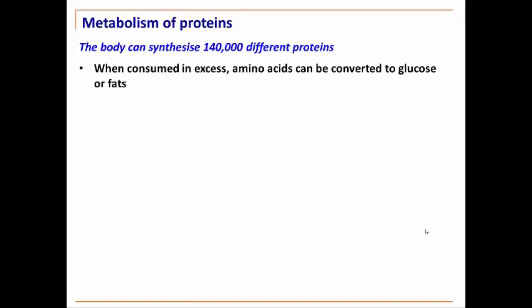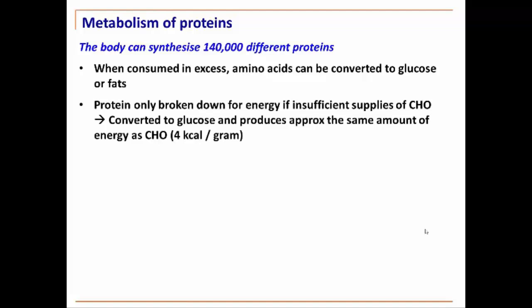So for example, when you're eating lots and lots of amino acids in your diet, if there's too many to get taken into the cells and used, they get converted into glucose, and when your glucose stores are filled, they'll get converted into fat. Okay, so there's only a certain amount of amino acids that's optimal to eat. But we do break down our protein when it's required. So we do break down protein for energy if we have insufficient supplies of carbohydrate.